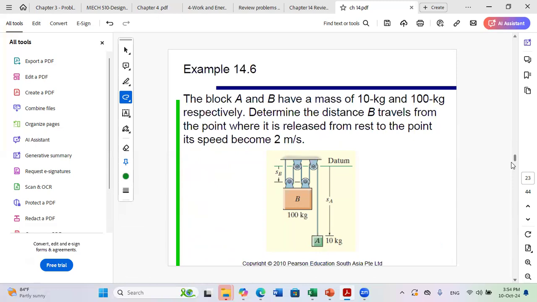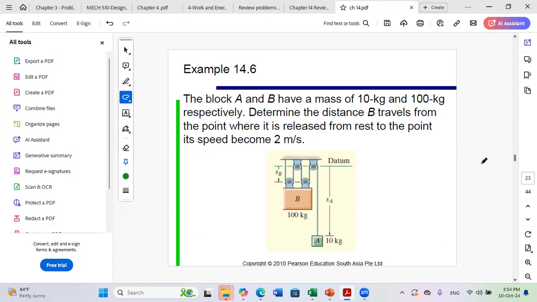Okay. We have two blocks, A and B, having a mass of 10 kilograms and 100 kilograms respectively. The question is to determine the distance B travels from the point where it's released from rest to the point where its speed becomes equal to 2 meters per second.